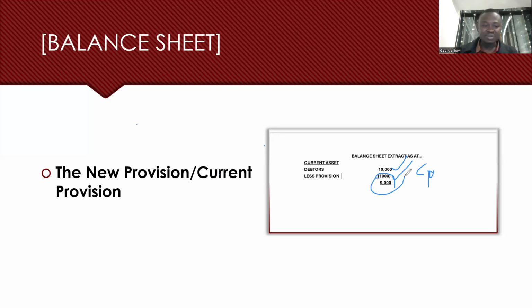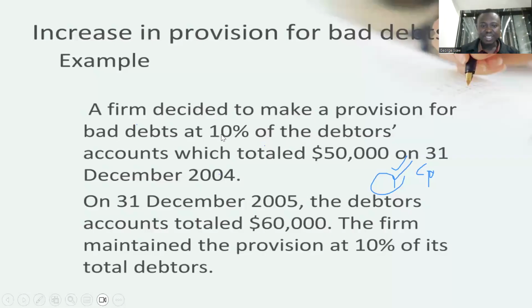Okay, that is good. So now let's also look at an example. You can try your hands on this example and see if we will be able to do it. Okay, so this is a typical example of an exam question that you are likely to see in any WASSCE or any undergraduate accounting exam.